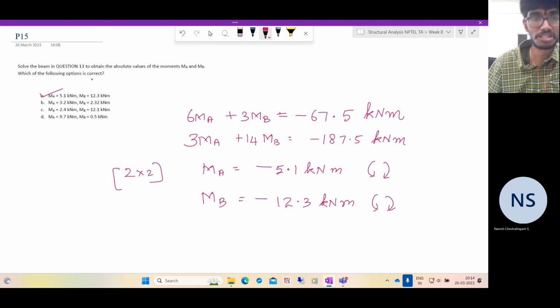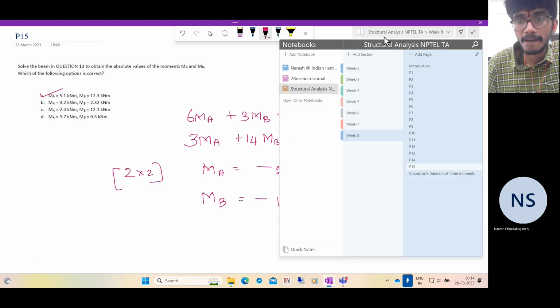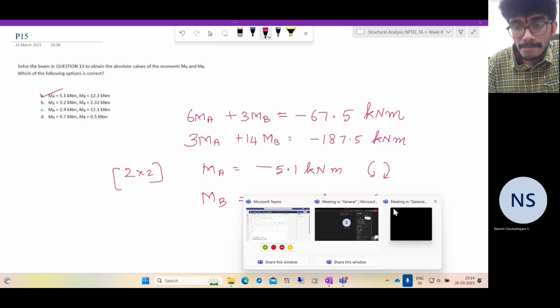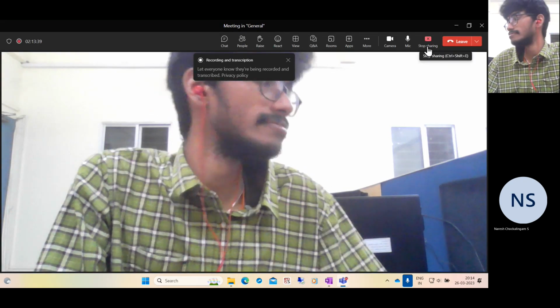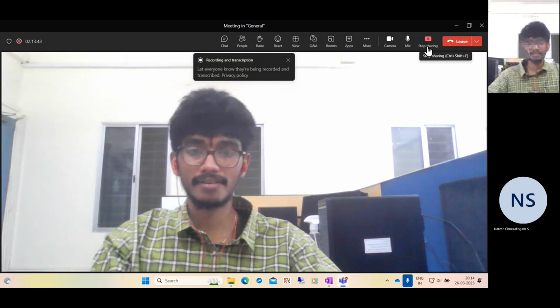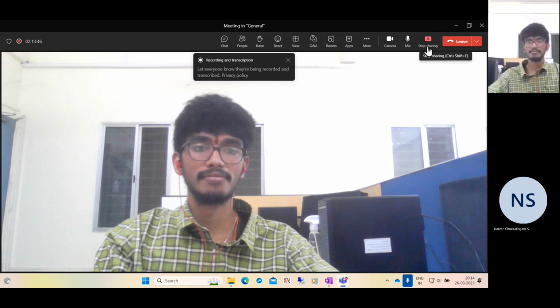So that brings us to the end of today's session. Let me stop sharing. I hope this session was helpful. I hope this would help you solve the assignment problems. So basically, you have to apply the method of consistent deformation. After identifying the redundant reactions, you have to apply the method of consistent deformations, and the rest is all just integration and plugging in the values.